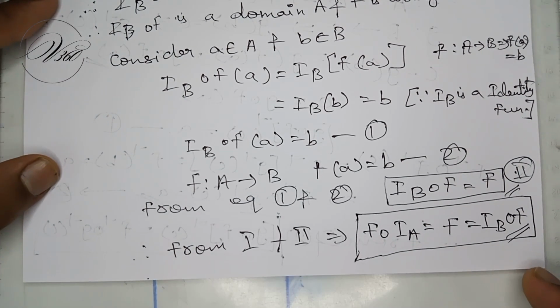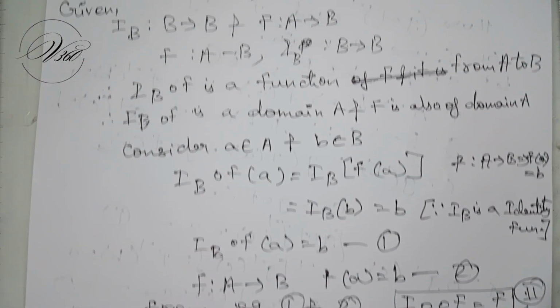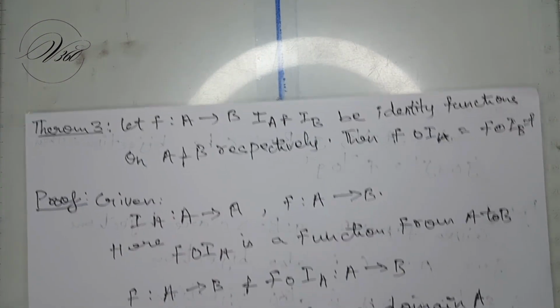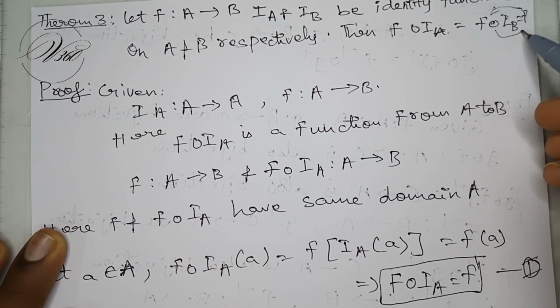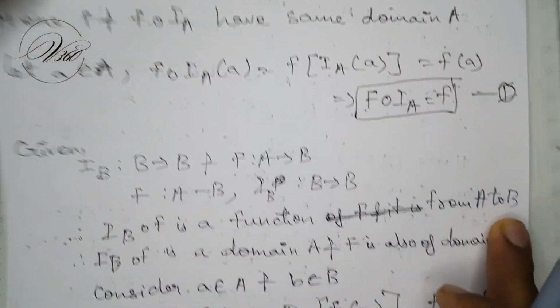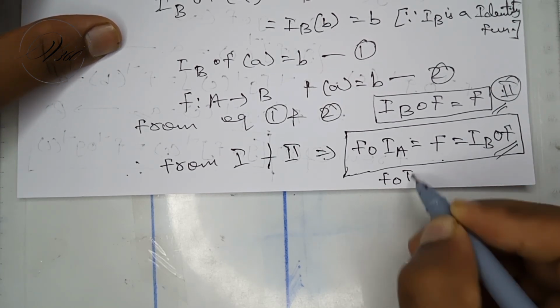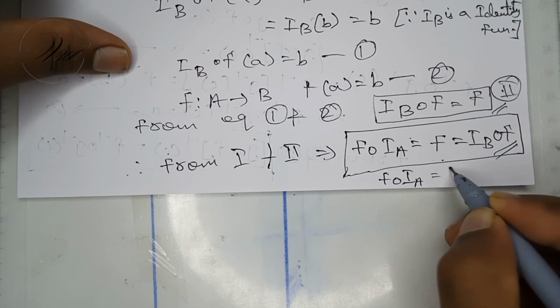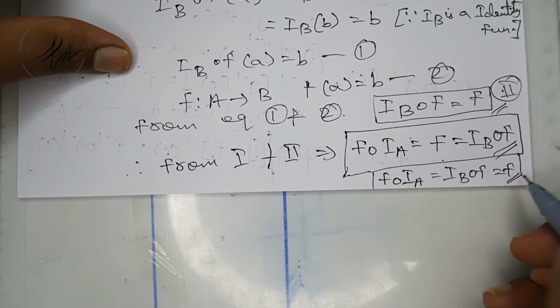I told you, in the question we should do the proof. In the proof, what we have got is this. In the question also we have got the same, because F o IA is equal to F, or it may be written like this also. So here we can also write F o IA is equal to IB o F is equal to F. We can write it any way. Okay, so this is the answer. We can write this also as an answer.